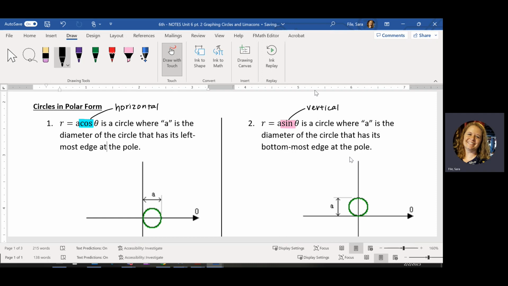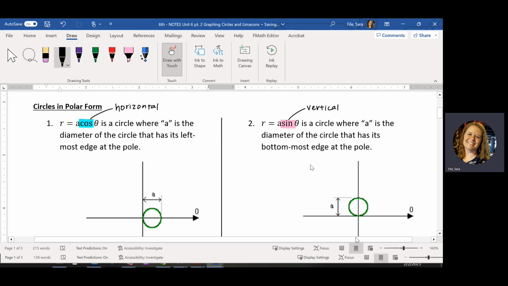And that should make sense to you because if you think about your unit circle, all those ordered pairs around the unit circle, x is cosine and y is sine, right? So if it's a cosine graph, it's drawn along the x-axis. If it's a sine graph, it's drawn along the y-axis.